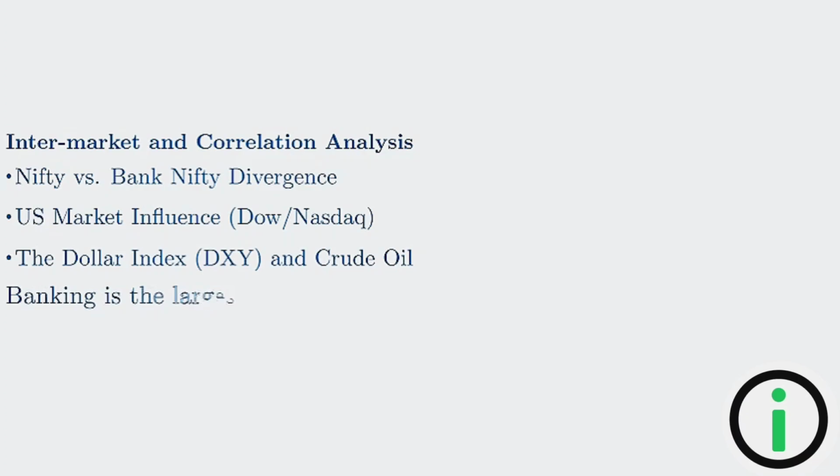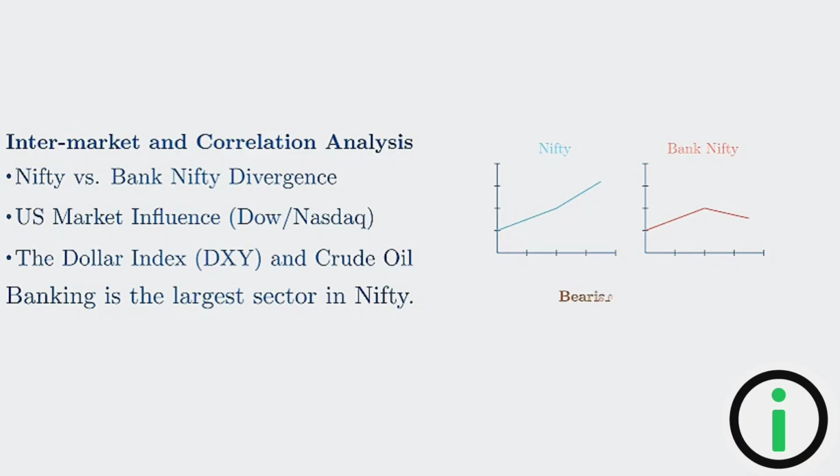A key internal signal is the divergence between Nifty and Bank Nifty. Since banking is the largest heavyweight sector in Nifty, they usually move together. If you see Nifty making a new high, but Bank Nifty is struggling to move up, or even making lower highs, that is a massive warning sign. It suggests the rally is not broad-based and lacks the muscular support of the banks. This often leads to a failed breakout in Nifty.